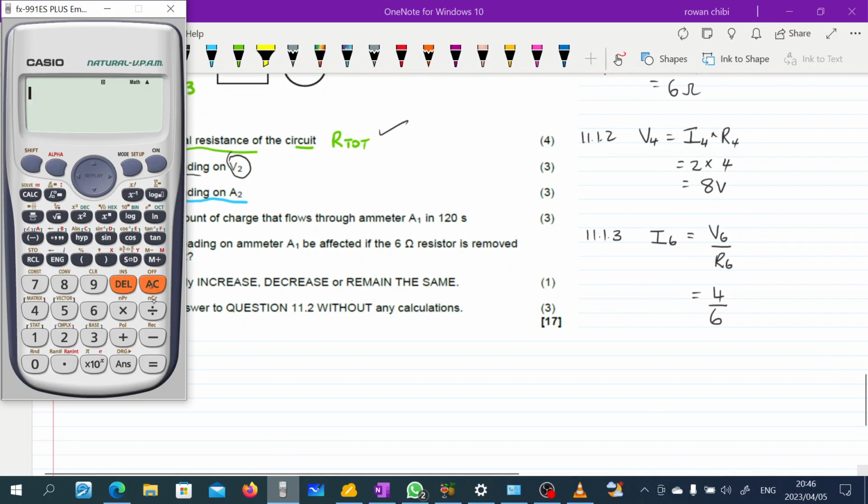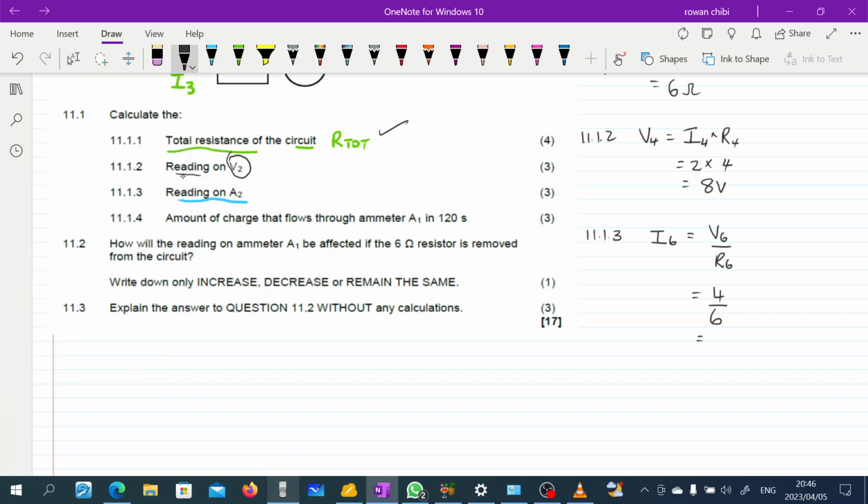What is that? 4 divided by 6 is 0.67. So we take two decimals, 0.67 amps. So this is that A2, which is that I6. So it reads 0.67. So that is the reading of the ammeter A2.